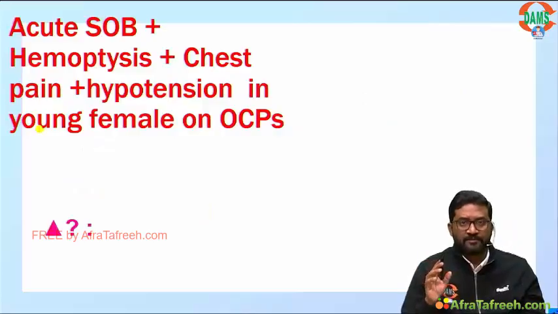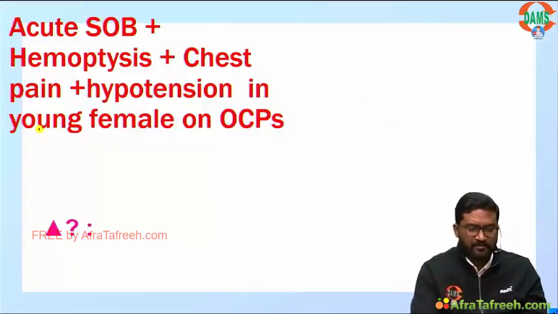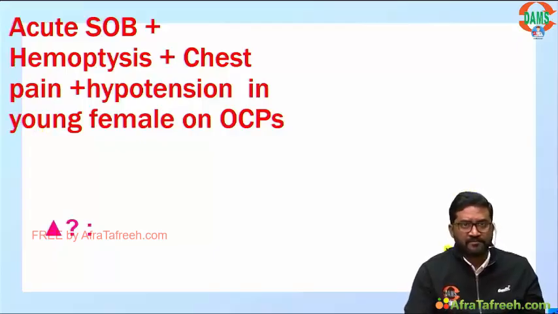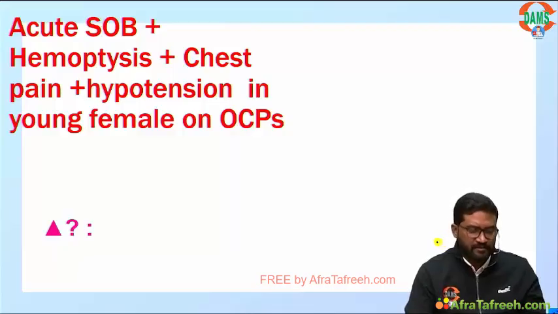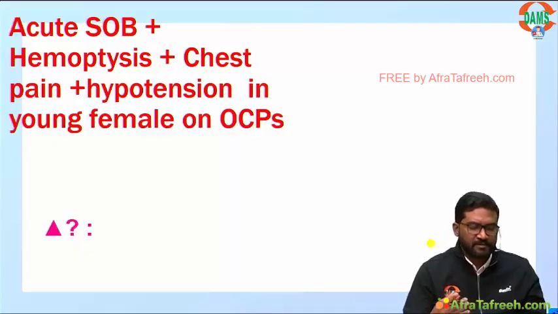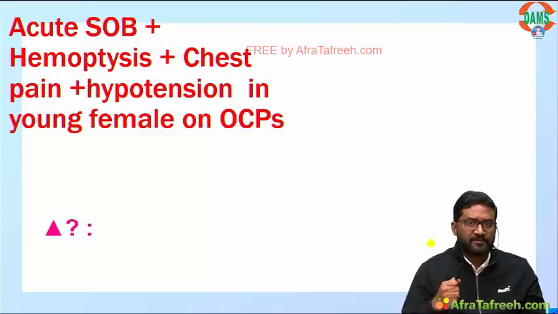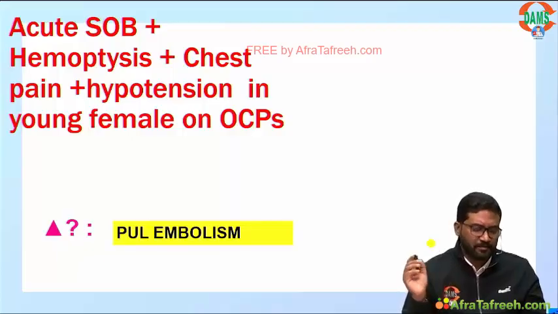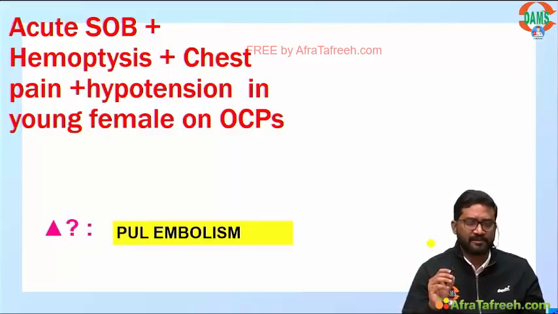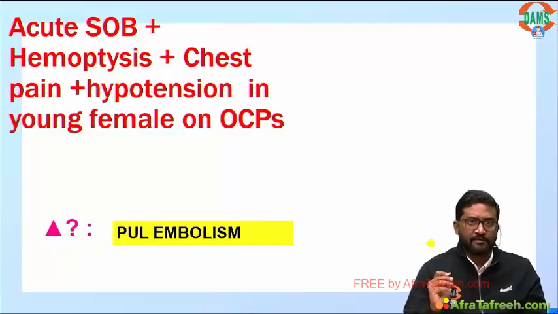Then what is this? Acute shortness of breath, hemoptysis, chest pain, hypotension, young female on OCPs. So you have to reduce. If you give too much volume, Ashish, your alveoli will burst. So this in combination with OCPs, your answer should be pulmonary embolism. If you see this in combination in any exam, make sure it is pulmonary embolism.